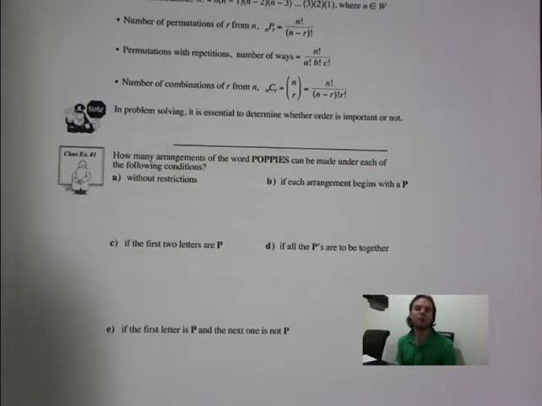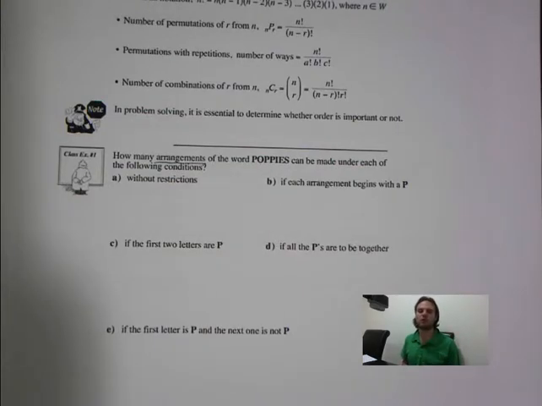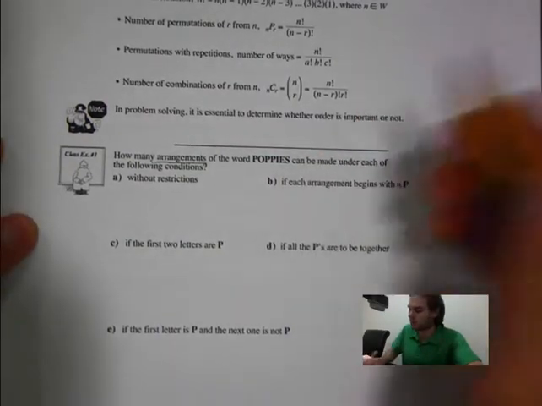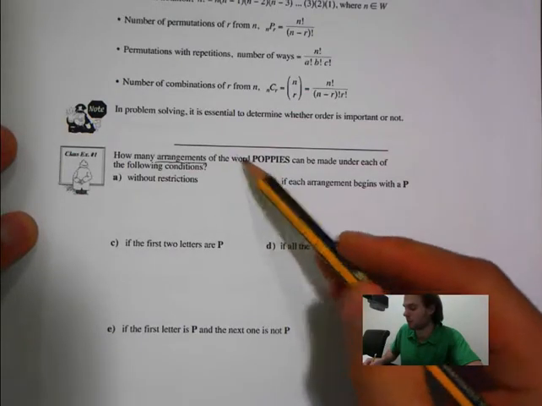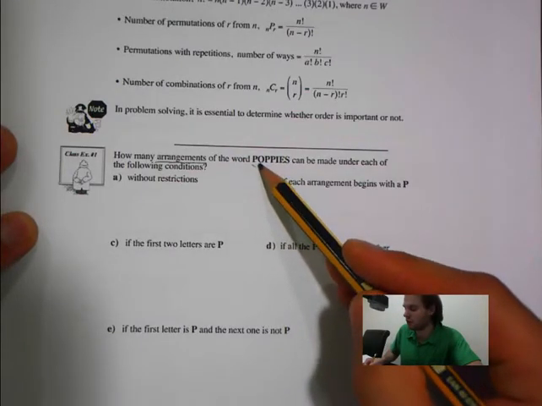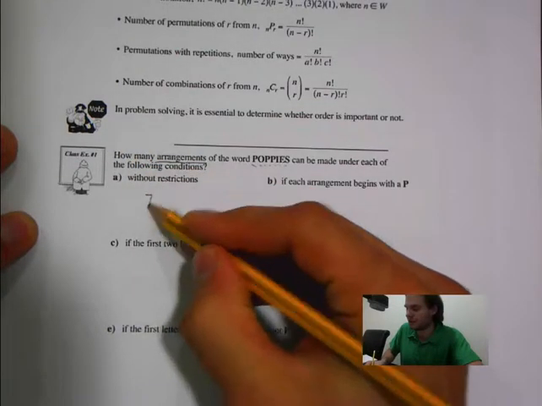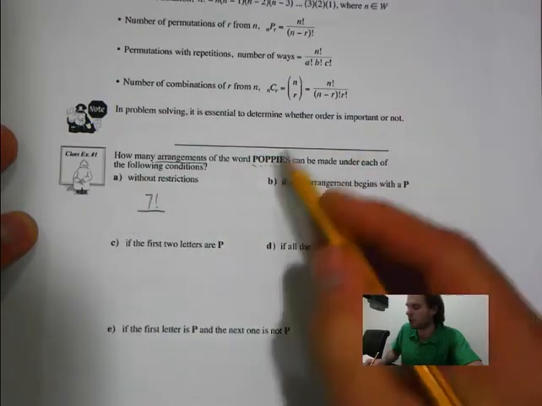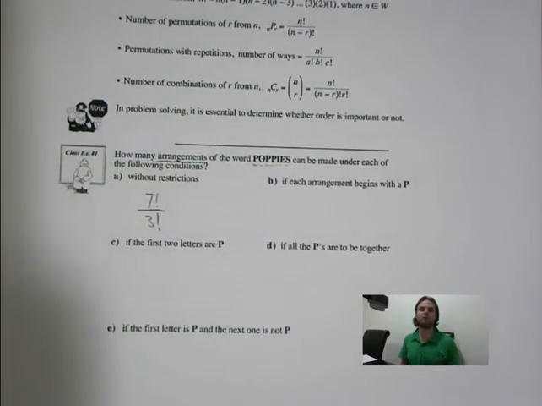First question says, how many arrangements of the word poppies can be made with each of the following conditions? The key word here is arrangements. As soon as we see that, we know we're most likely dealing with permutations. For the word poppies, we use the fundamental counting principle. There are 7 letters, so that's 7 factorial, and then we have the p 3 times, divided by 3 factorial. That will give you your answer for that one.